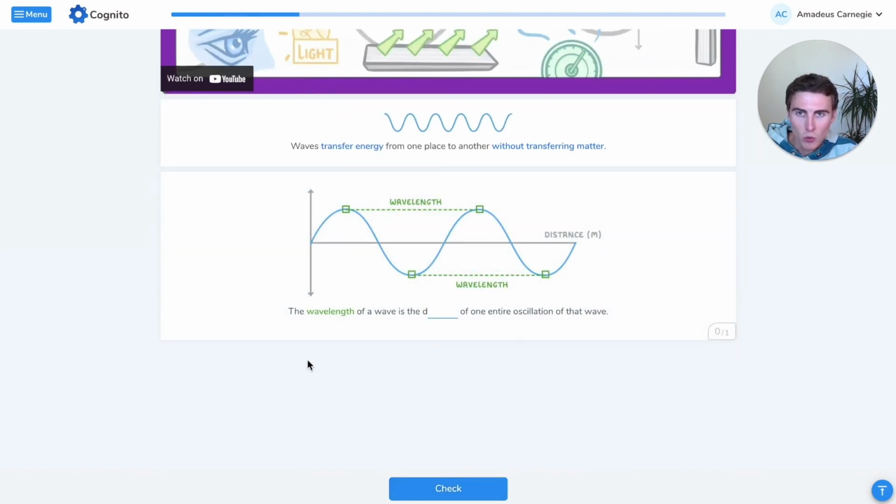Okay, next up we've got a question. This says the wavelength of a wave is the something of one entire oscillation of that wave. And remember, an oscillation is like one entire wave, one up and down. So here that would be going from here all the way up, all the way back down, and back to the middle again. And so the answer here is distance. The wavelength is the distance of one entire oscillation. So we can put distance.